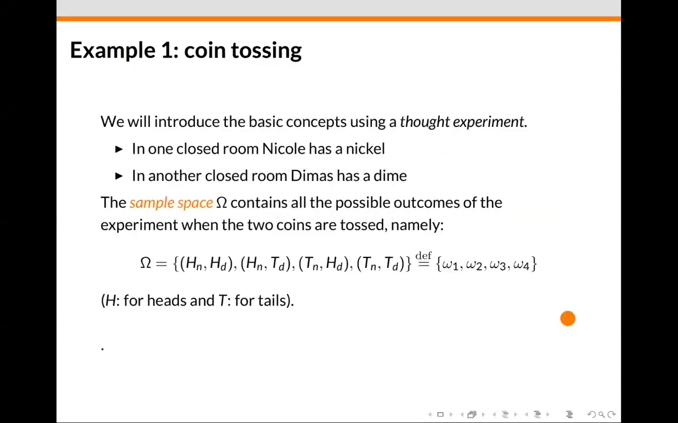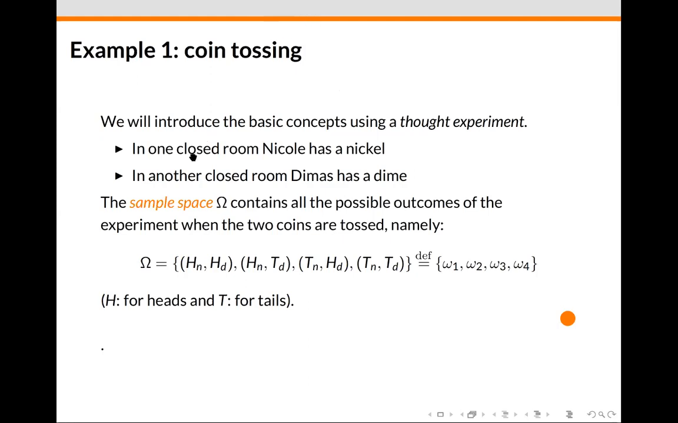We will introduce the basic concept using a thought experiment. The thought experiment is about coin tossing. In one closed room, Nicole has a nickel. In another closed room, Dimas has a dime. The sample space here contains all the possible outcomes of this experiment, which in this particular case is very simple. It's only 4 possible outcomes that we will call omega 1, omega 2, omega 3, and omega 4.